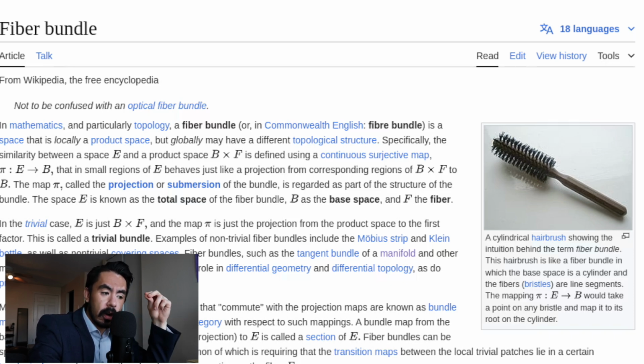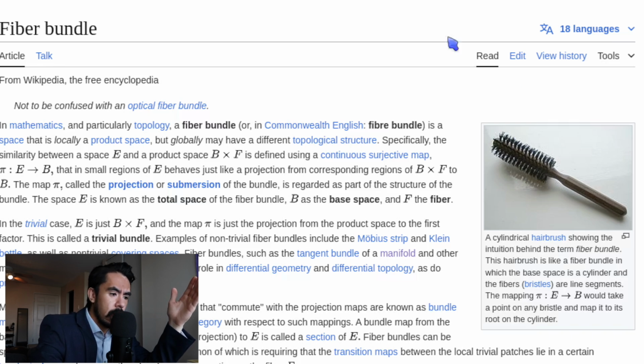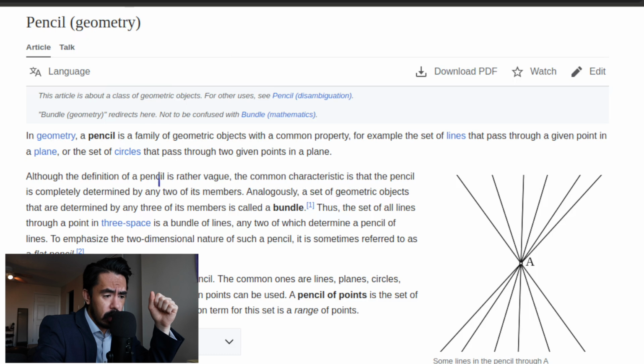Now, as you can read on the Wikipedia pages on your own, these are formally recognized within topology. However, we're doing things that are very similar in geometry. So what is a pencil? It says, in geometry, a pencil is a family of geometric objects with a common property. Kind of nebulous, but for example, the set of lines that pass through a given point in a plane, or the set of circles that pass through two given points in a plane. It keeps on going, and it says, although the definition of a pencil is rather vague, okay, yes, we agree.